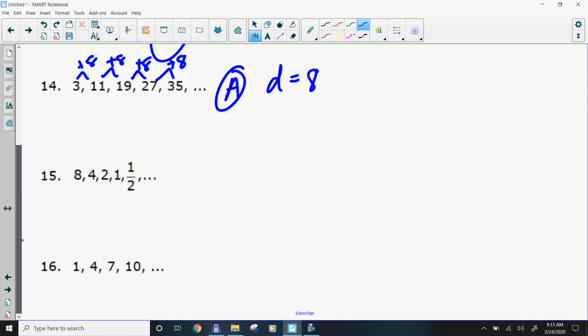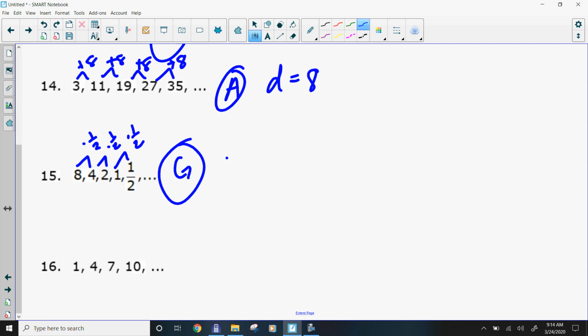Okay, next one. This one is shrinking, so it either has to be subtraction or division. I'm going to go with division. And remember, we talked about division in class. Division is the same as multiplying. So we're going to multiply this by a half, multiply that by a half, multiply that by a half. So that makes it geometric. And this r is going to equal 1/2.